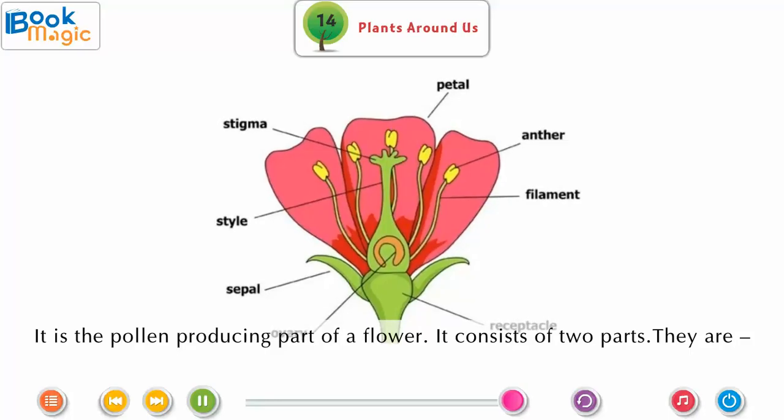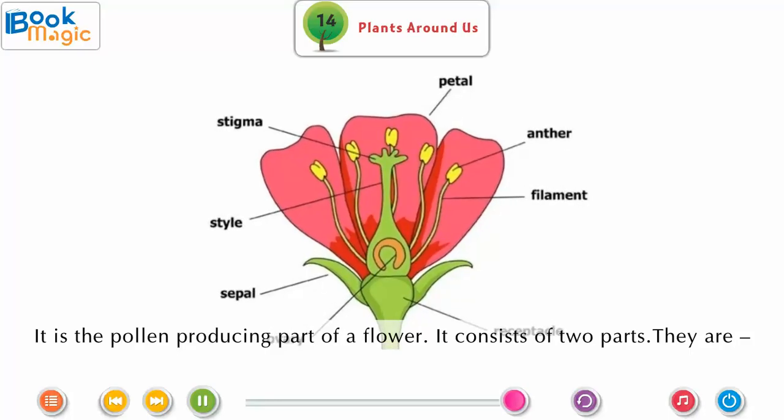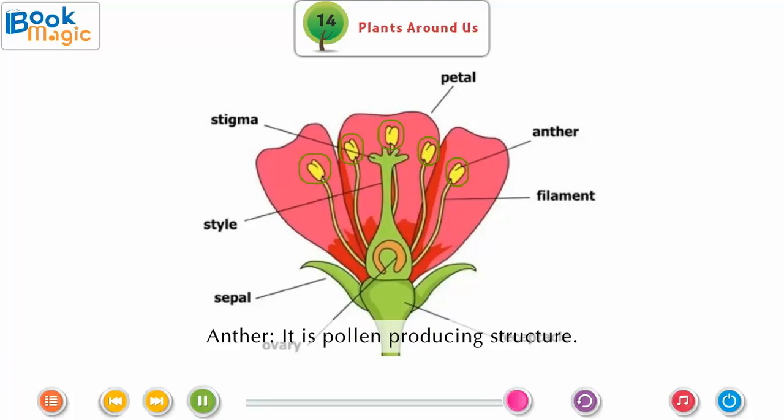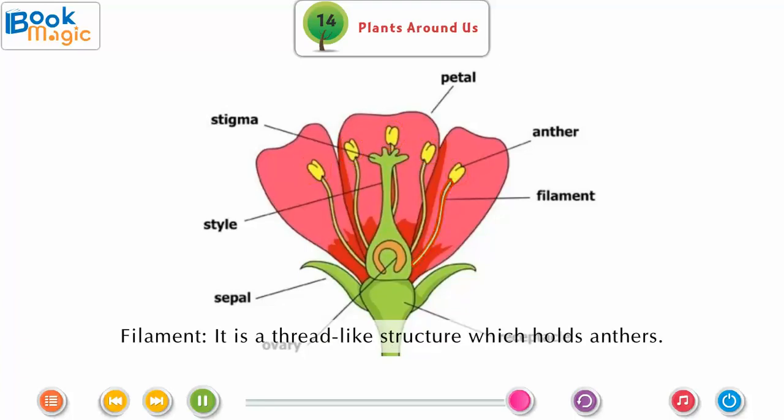Stamen. It is the pollen-producing part of a flower. It consists of two parts. They are anther. It is pollen-producing structure. These are generally yellow in color. Filament. It is a thread-like structure which holds anther.